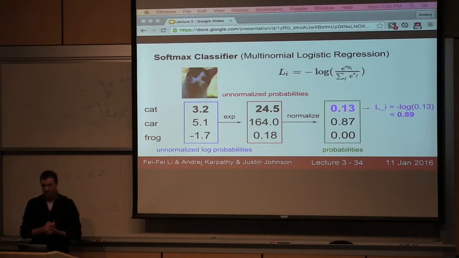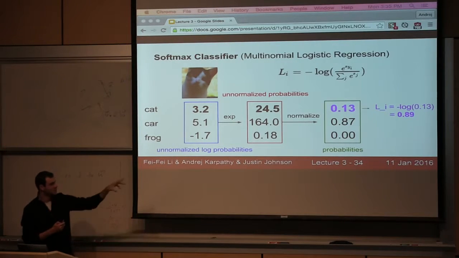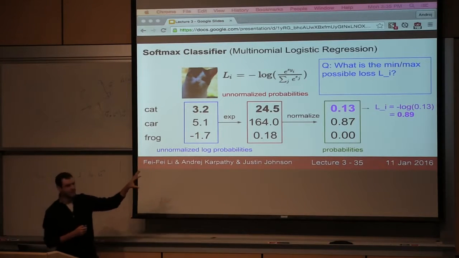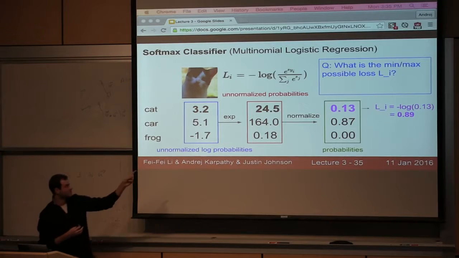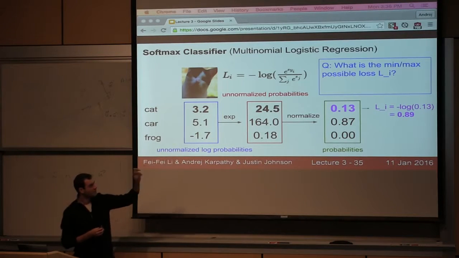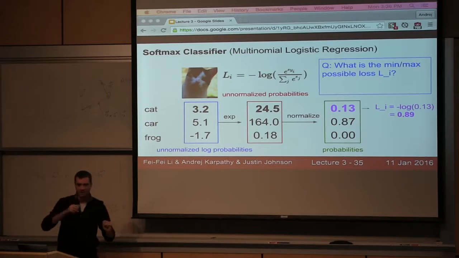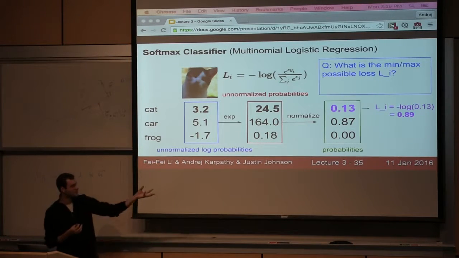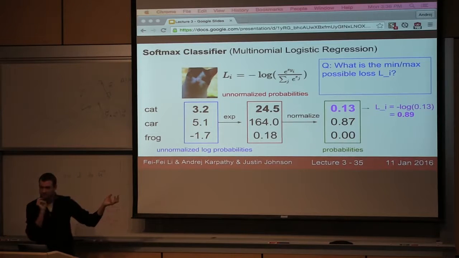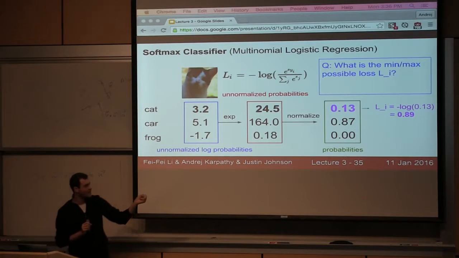Okay. Let's go over some questions now related to this to try to interpret exactly how this works. First, what is the min and the max possible loss with this loss function? What is the smallest value and the highest value? I'll give you a chance to think about this. What is the smallest value that we can achieve? 0. And how would that happen?